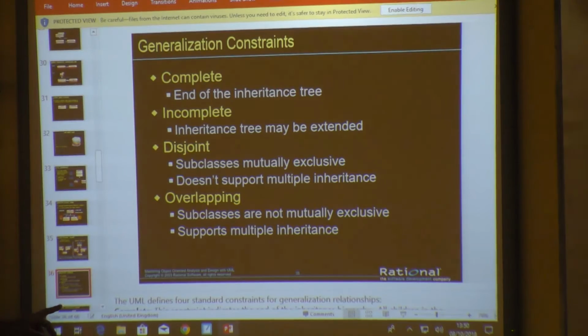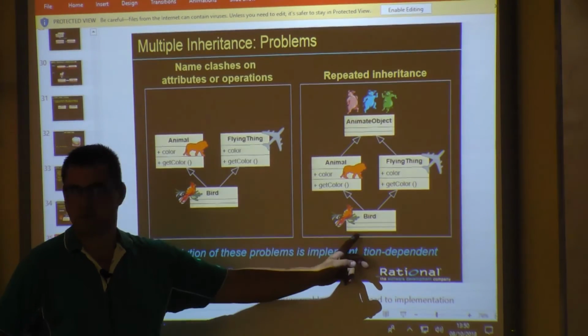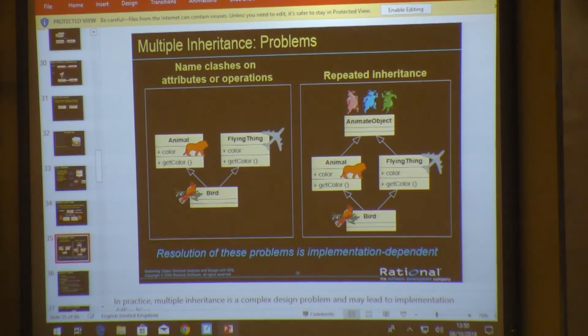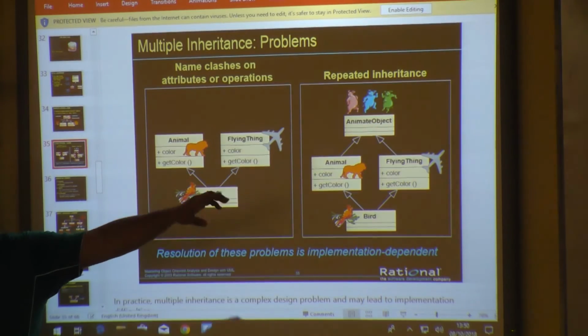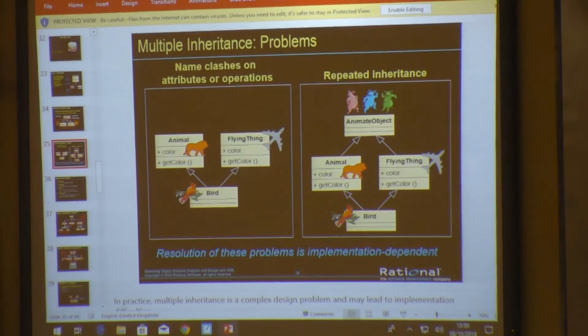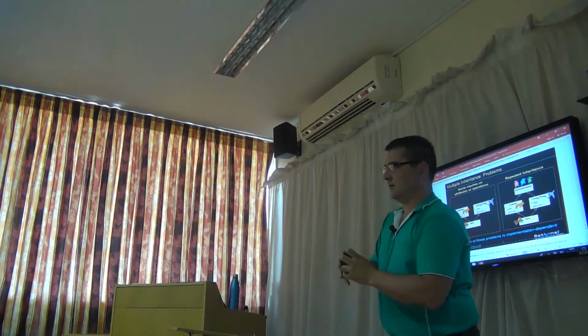Then overlapping, the subclasses are not mutually exclusive. It supports multiple inheritance. So in this case, this bird belongs to multiple parents. This is also not something you see very often, multiple inheritance in programming, because you tend to want to stay away from it because it makes your class design structure overly complex.